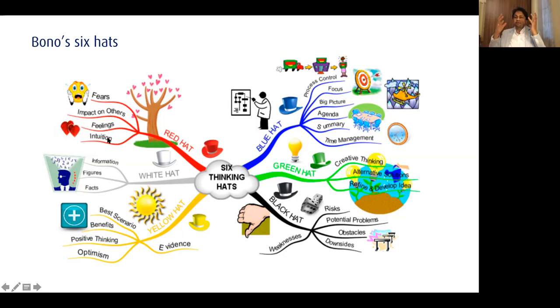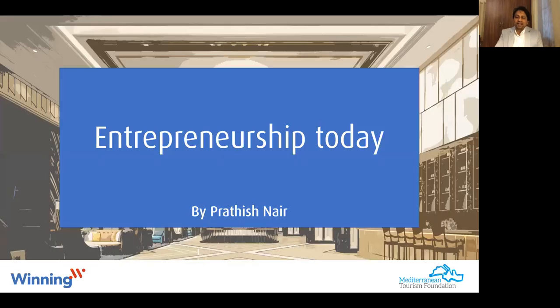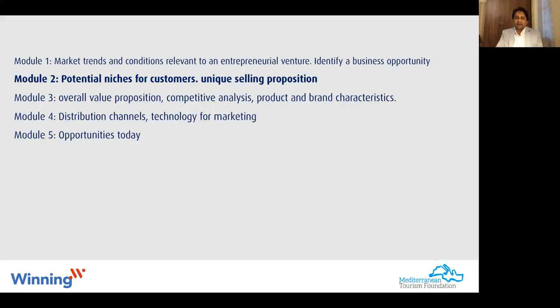So these are some of the hats that you need to actually adorn before you get into a venture. And this is literally a beautiful, beautiful method by Edward de Bono, who's a great Maltese, who's gone on to talk about this, and I think it's a brilliant contribution to the world. So that ends today's topic.